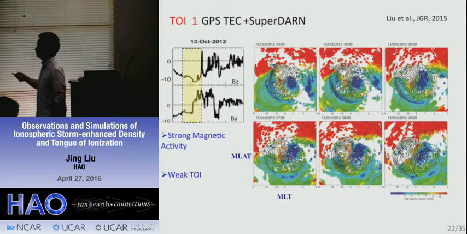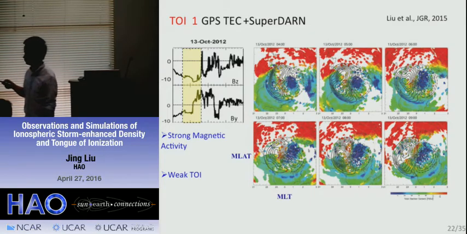Here is the GPS TEC map, and superimposed on it is the contour of the SuperDARN-derived potential. During this period, the IMF Bz has a magnitude of -10, which is pretty strong, and By changes gradually from positive to negative. We see the TOI structure is weak. The peak density is about 10 TECU.